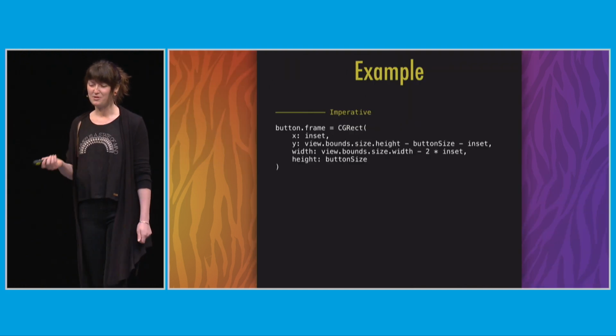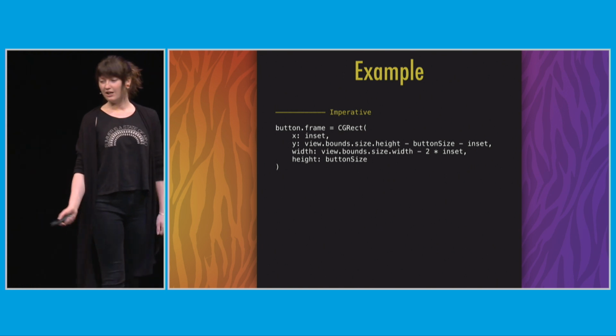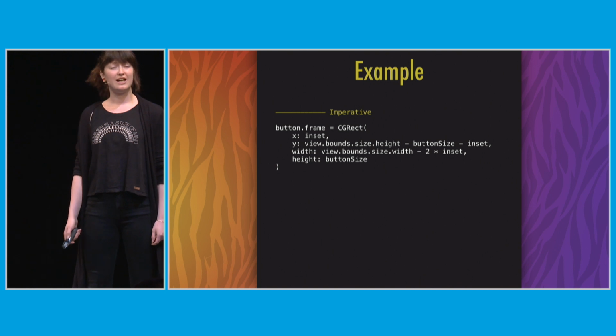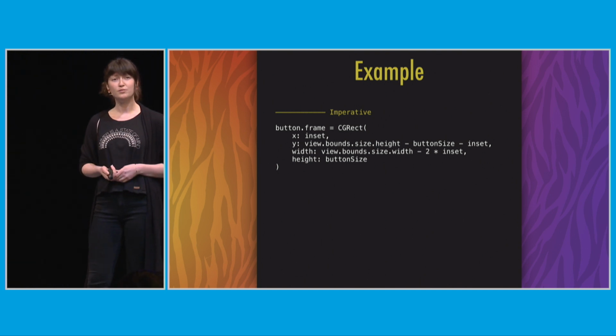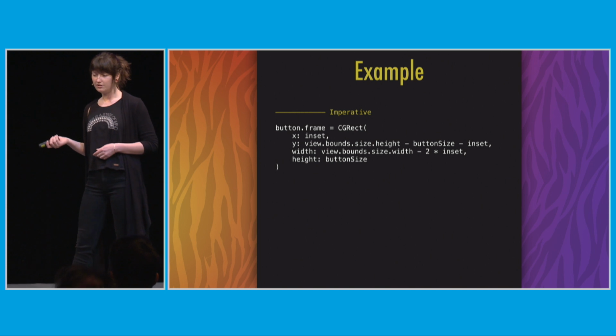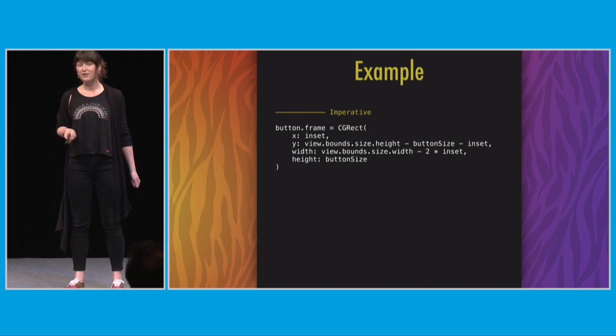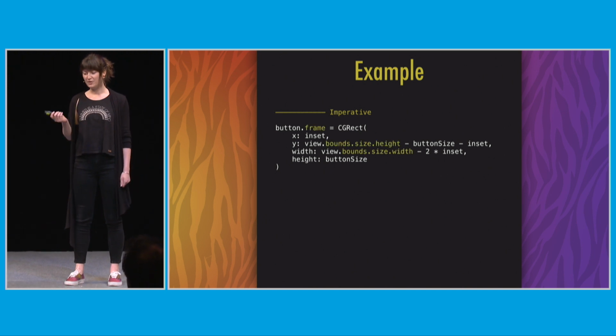Let's look at an example, maybe it will become more clear. This is an example I chose for a view layout. I'm adding a button to the bottom of another view. The imperative code should look very familiar to you. There are a couple of things to highlight though.